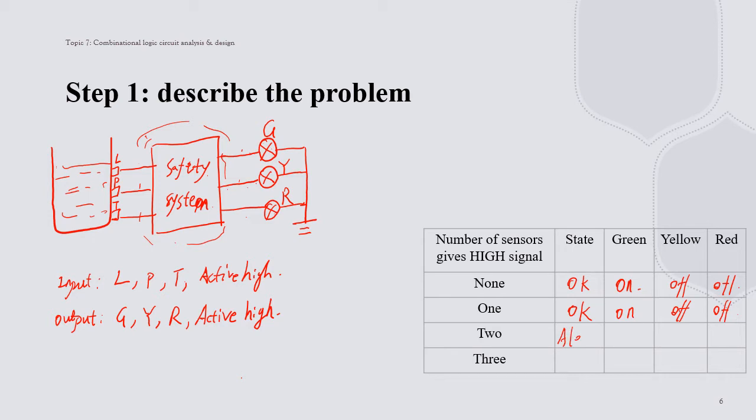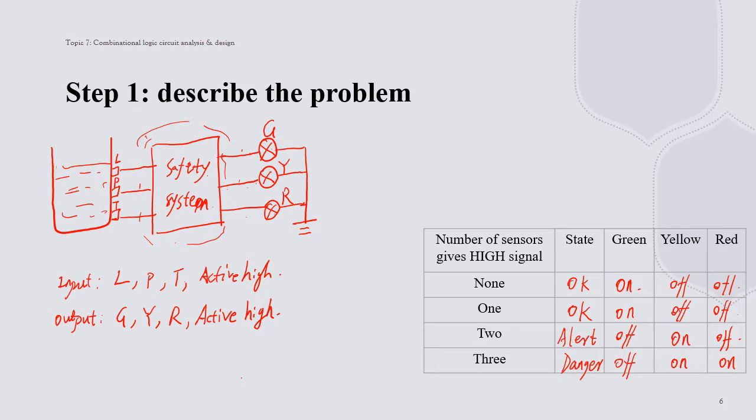So this is alert. In this case, we know the yellow light will be on, the red and green will be off. If all the sensors give out signals, which means it's danger, right? In this case, green would be off, definitely. The red will be on, but the yellow will be on when 2 or more sensors give a signal. So in this case, the yellow will also be on.